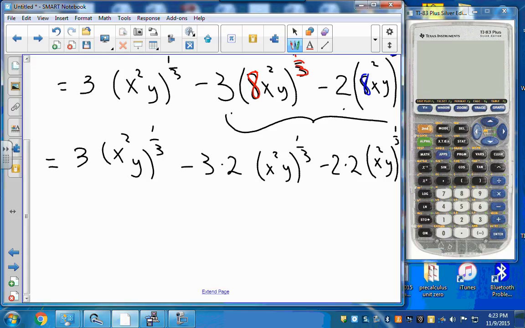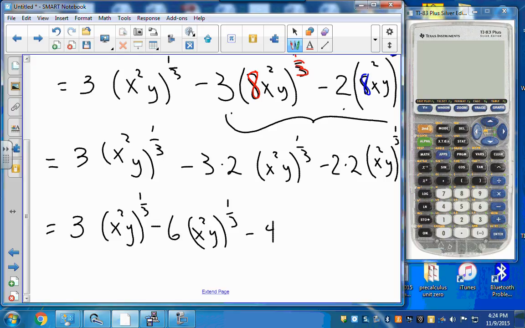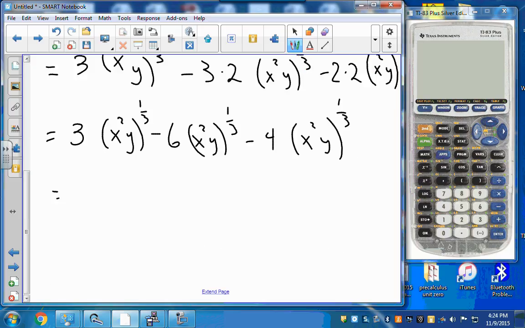Okay, we'll clean this up a little bit more. 3x squared y to the 1/3, take away 6x squared y to the 1/3, take away 4x squared y to the 1/3. Well, hopefully you can see I've got 3 take away 6 is negative 3, take away 4 more is negative 7x squared y to the 1/3.